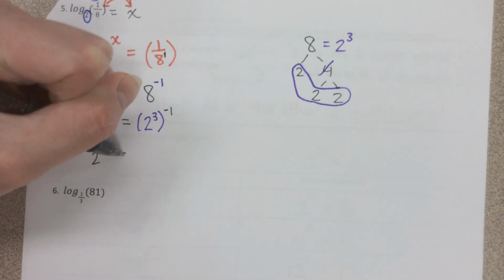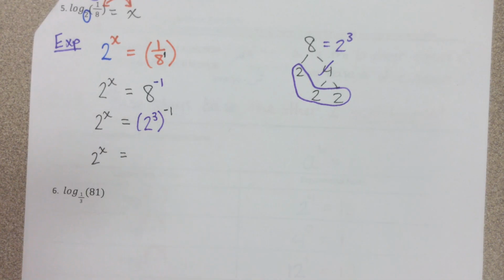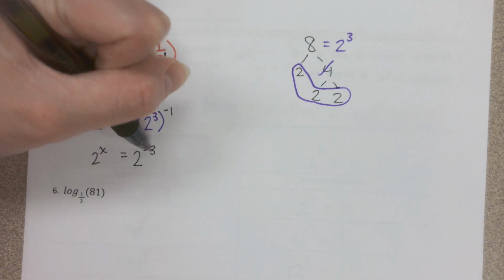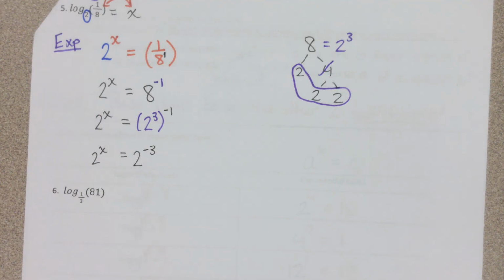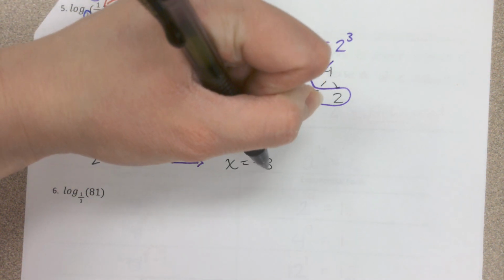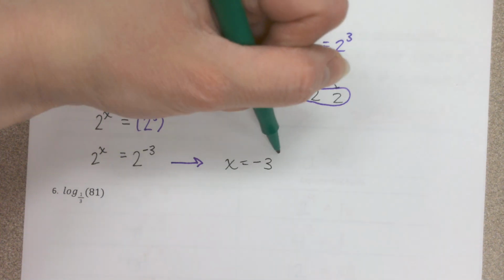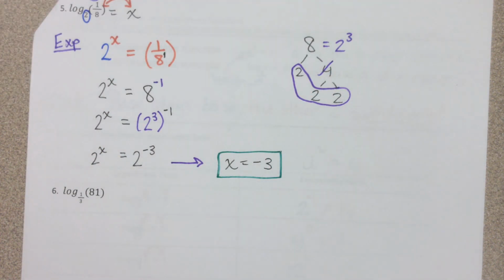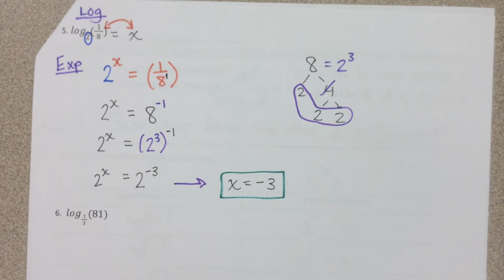2 to the x equals, what do I do with the exponents? Multiply. 3 times negative 1 is negative 3. We're not adding them. We're not doing 3 to the negative first. It's just 3 times negative 1, negative 3. Bases are equal, so the exponents will also be equal. This means that x is negative 3. Questions over number 5 before I do number 6?